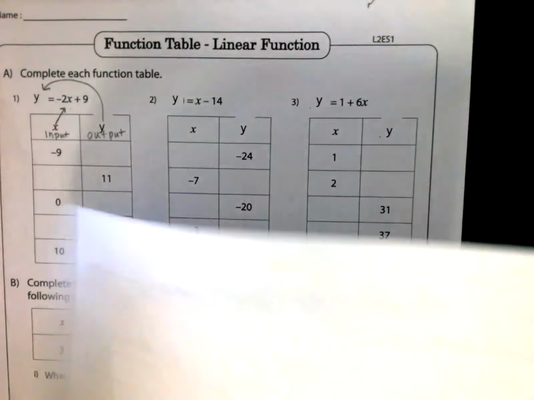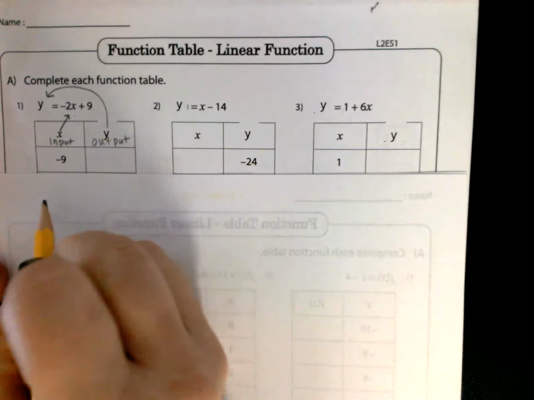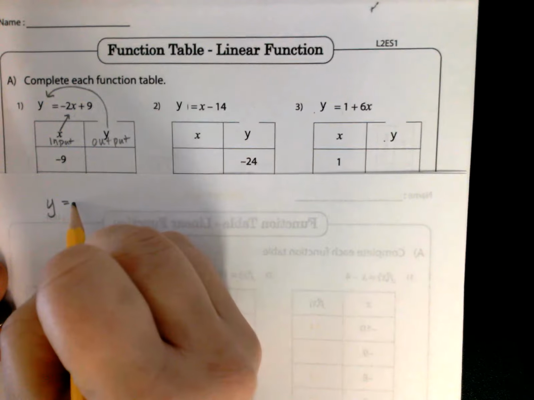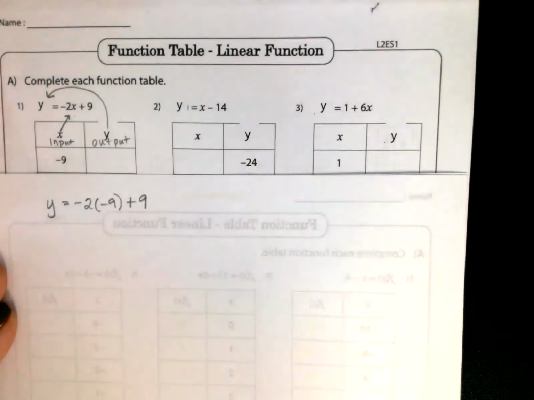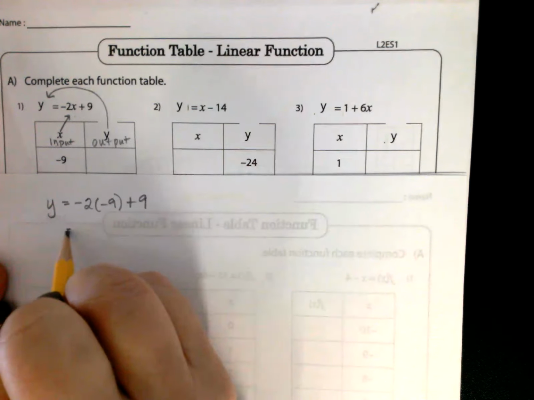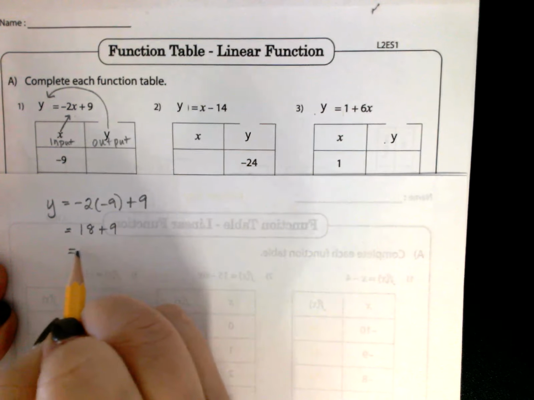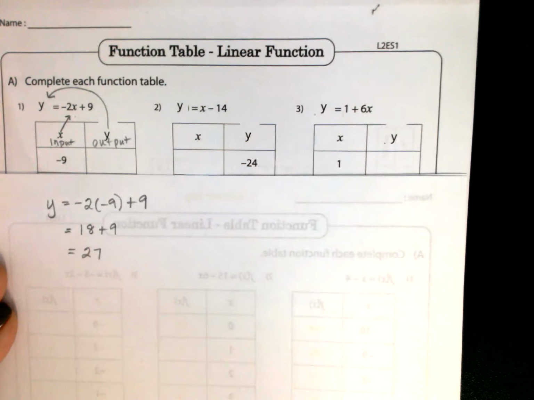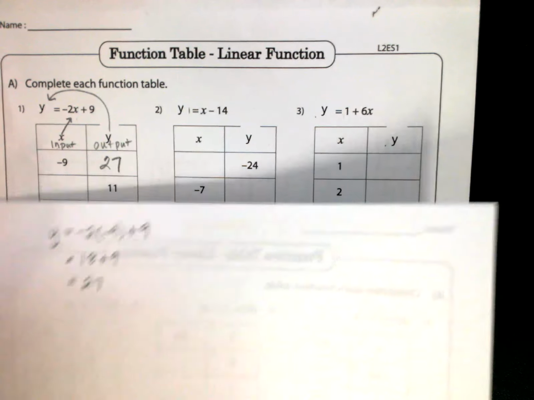So, on the first one, I am going to put -9 in for x, so y equals -2 times -9 plus 9. Be careful if you're going to use your calculator, it's order of operations. I would get 18 plus 9 equals 27. Go to the next one.